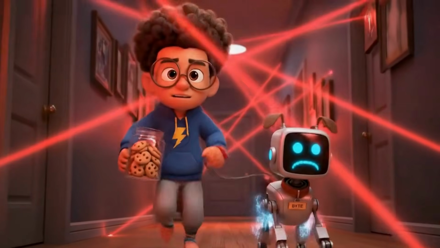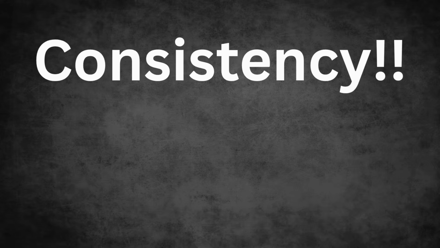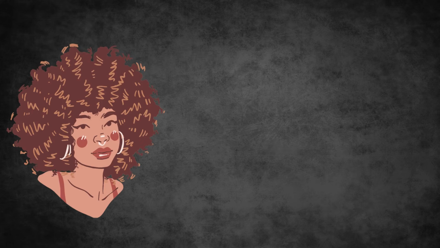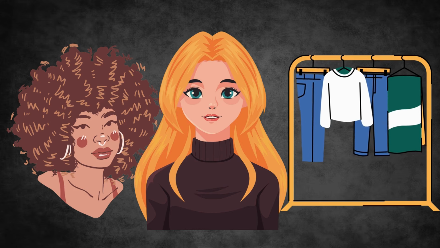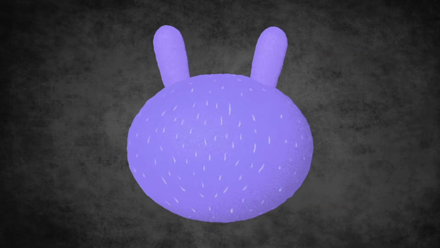Now, here's the biggest problem with AI cartoons and animation that have been bugging everybody for years: consistency. You want your character to look the same in every frame, right? The hair, the clothes, the face, all matching from scene to scene. But sometimes AI can get a little weird.